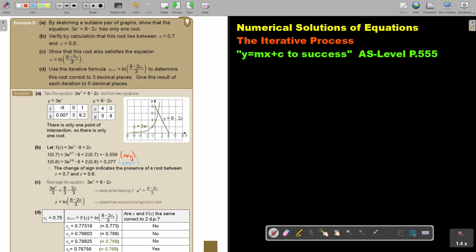So, it's actually just that we manipulate this original equation there. Basically, I just divide by 3 and then I convert from exponential form to logarithmic form. Remember e is ln, and then I just swap the sides. Okay, and then use this iterative formula to determine the root correct to 3 decimal places. And so it's 3 decimal places, but all the results of the iteration must be to 5 decimal places.